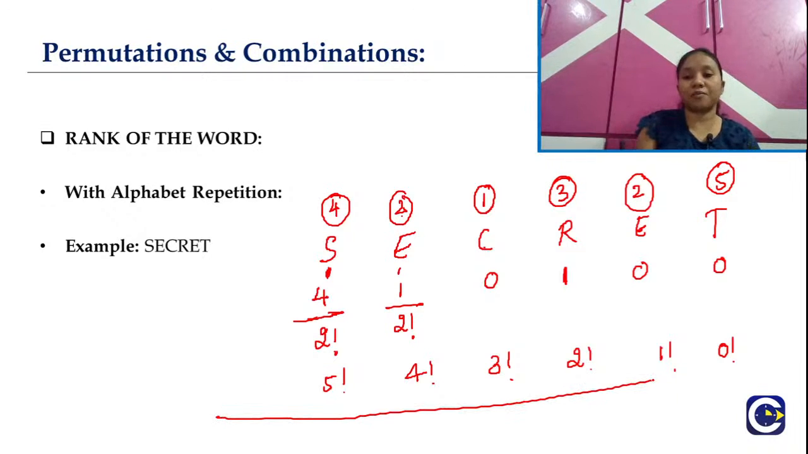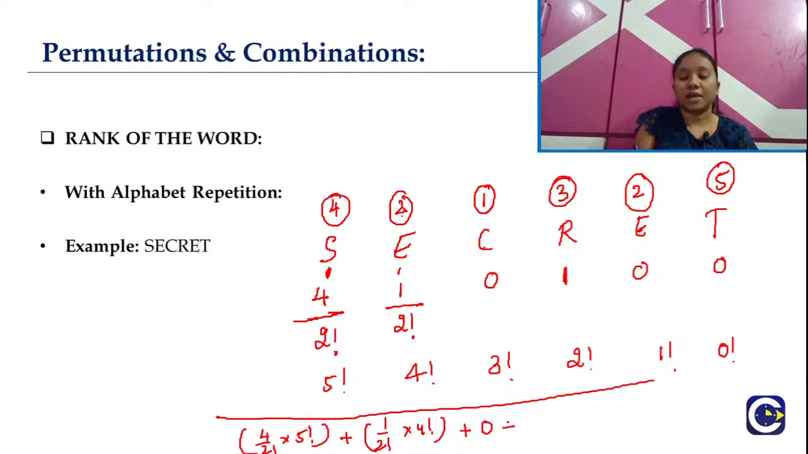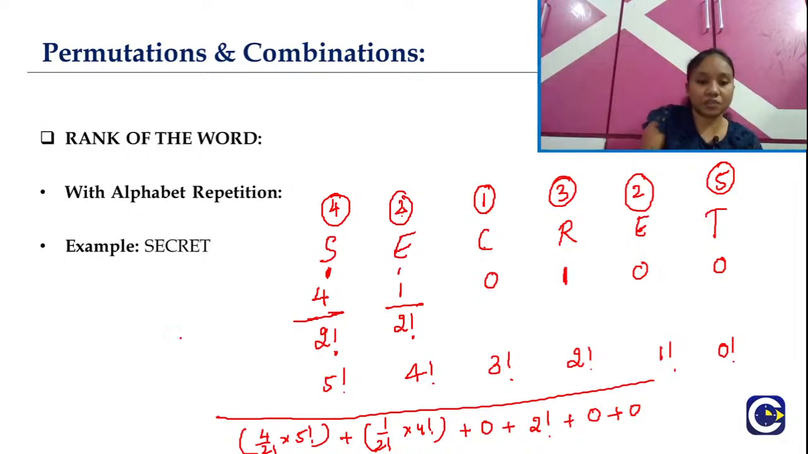Now the next step will be the same, multiplication and adding. So 4 by 2 factorial into 5 factorial plus 1 by 2 factorial into 4 factorial plus 0 into 3 factorial, which will anyway be 0, plus 1 into 2 factorial, which is 2 factorial, and then 0 into 1 factorial will become 0, and here also 0 into 0 factorial will become 0. Now we only have to calculate these values.